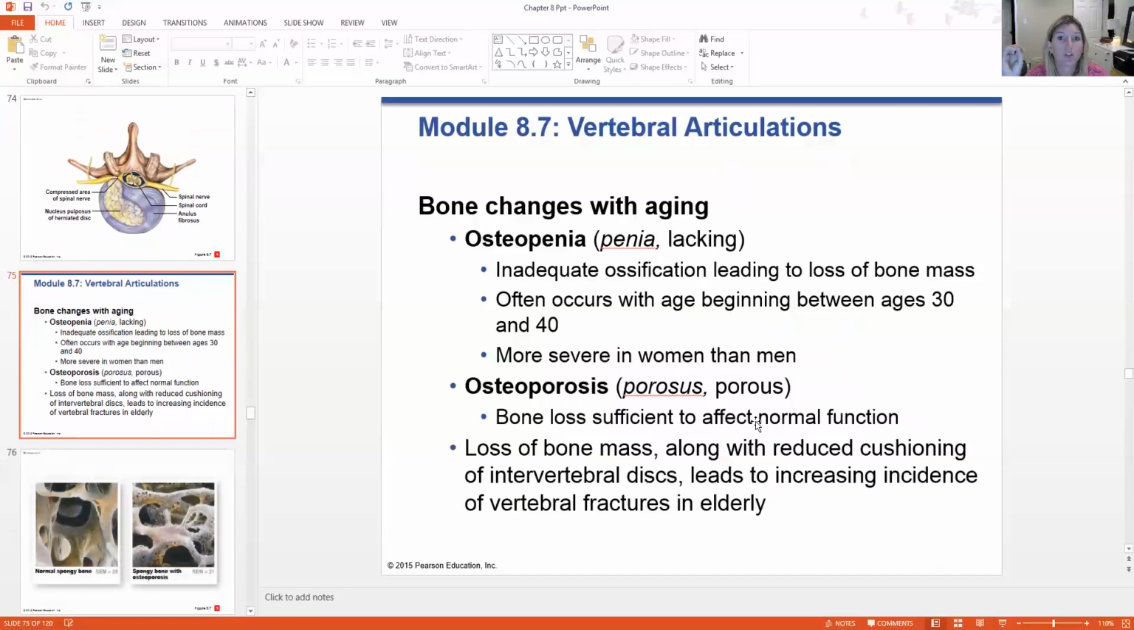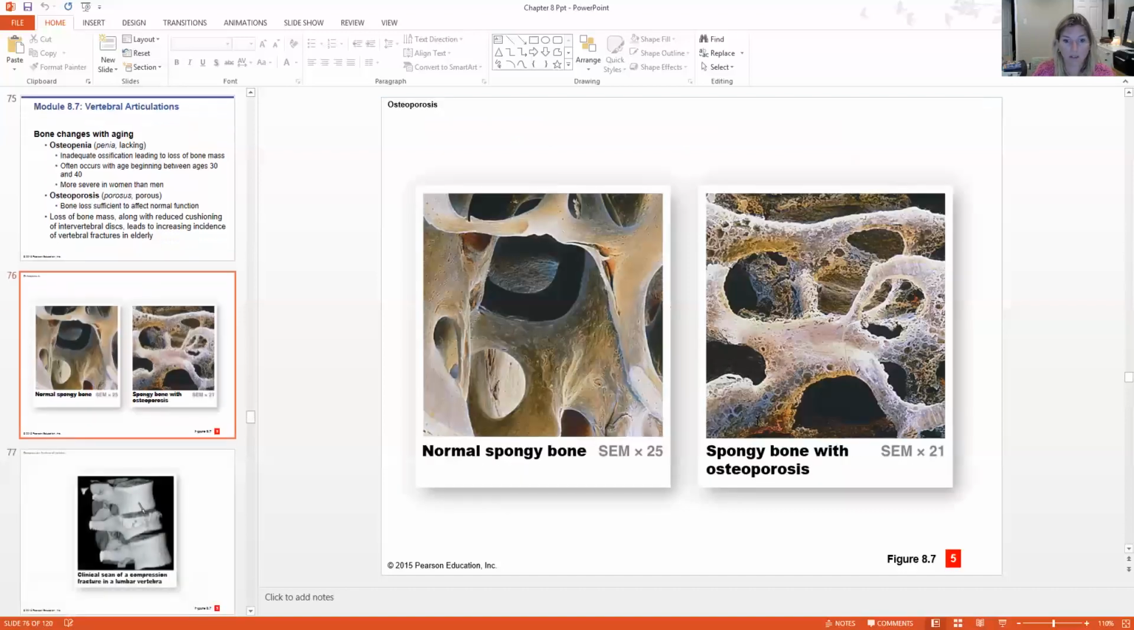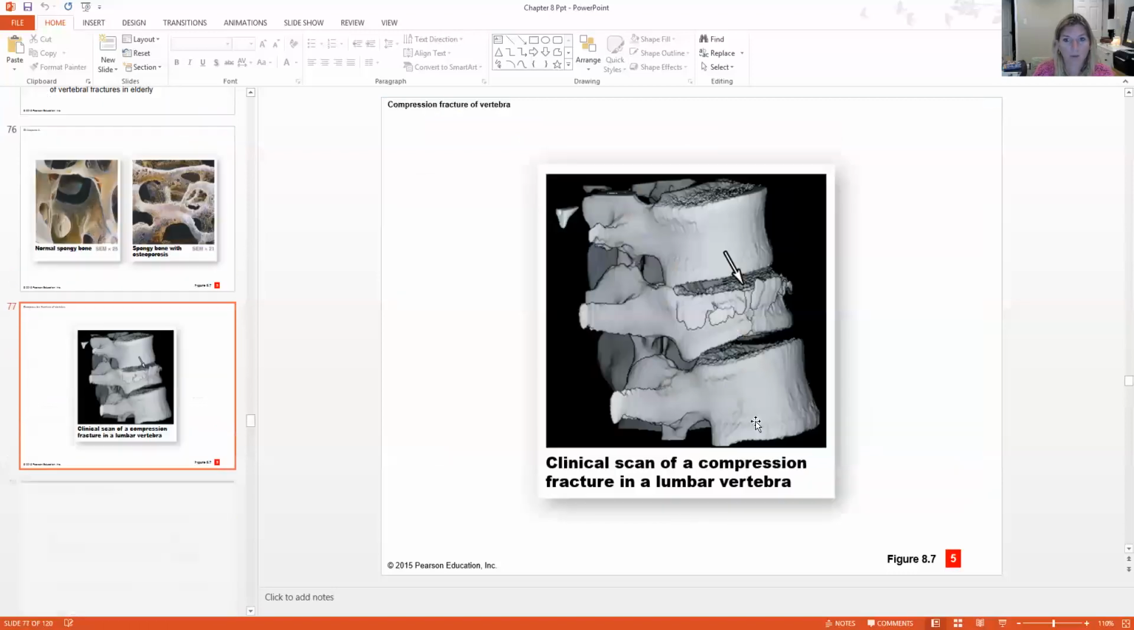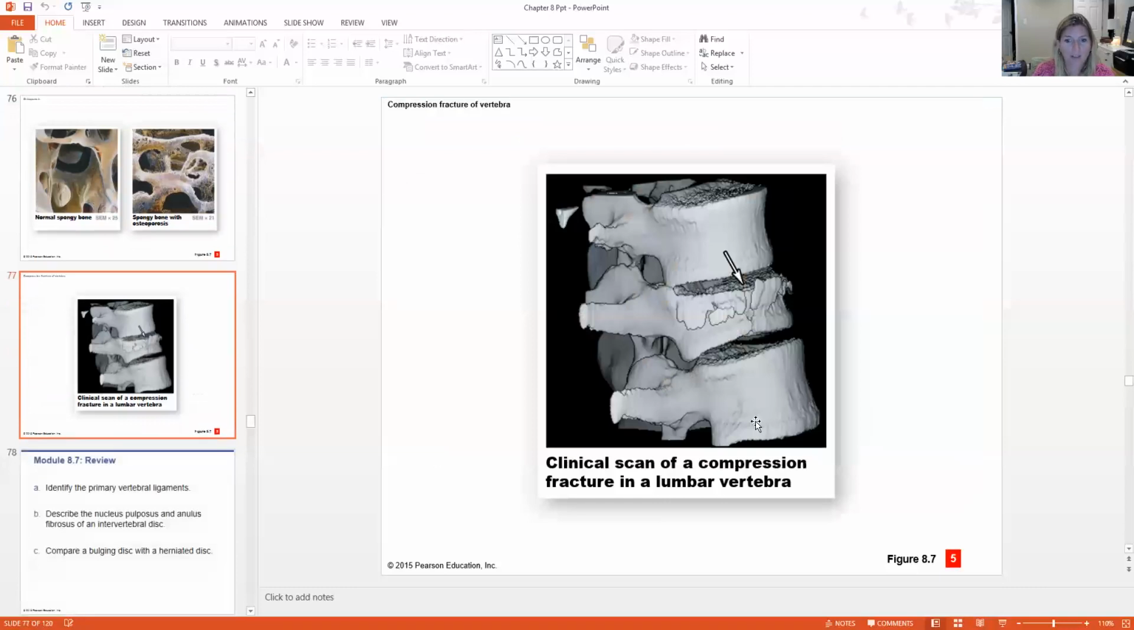Osteoporosis is when you're actually losing bone and it's affecting your function. So osteoporosis is like extreme osteopenia. Loss of bone mass, reduced cushioning, that's all going to lead to a risk of fractures in elderly individuals. Normal spongy bone and then osteoporosis in the spongy bone. Here you see a compressed lumbar fracture. Again, that's just because of decreased ossification, weakening of bones, weakening of connective tissue. Your bones are just going to be more brittle with age.